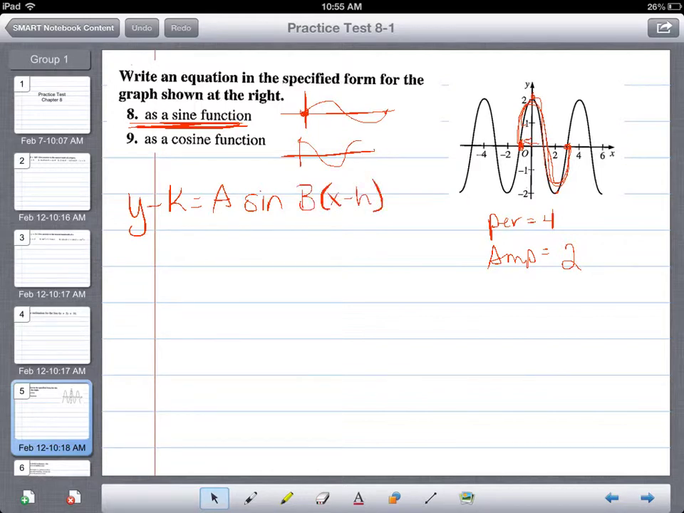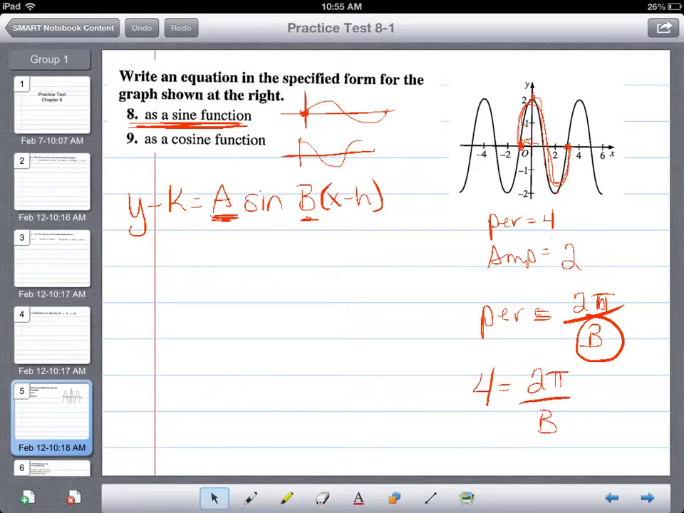That's the form you need to plug in. So we've got a lot going on. We know amplitude, we know period, and period is the same as 2 pi over b. So what we're going to do is solve for b so I can plug it into this equation. Period is 4 in this case. So 4 is equal to 2 pi over b. If you multiply both sides by b, and then divide both sides by 4, b is pi over 2. So that's what I'm going to plug in for b here.